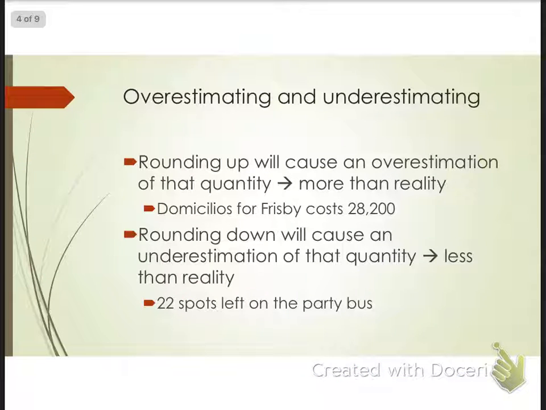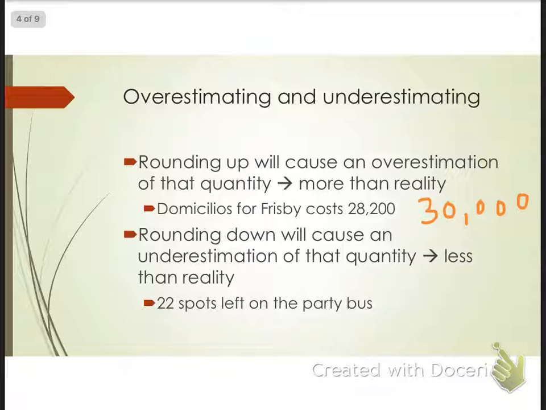Whenever we estimate, we have to keep in mind that because they're not exact, sometimes we can overestimate or underestimate. So when we round a number up, we have an overestimation. We have more than what's actually true, more than reality. So if I estimated the cost of the order, which is 28,200 pesos, and I rounded to the nearest 10,000, I would get 30,000 pesos. But just remember that that's more than reality. It's an overestimation.